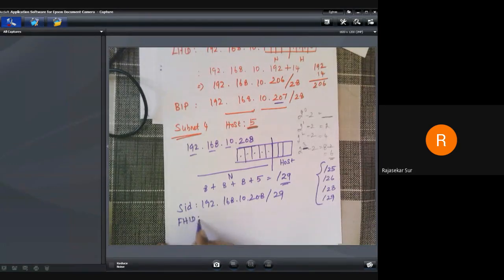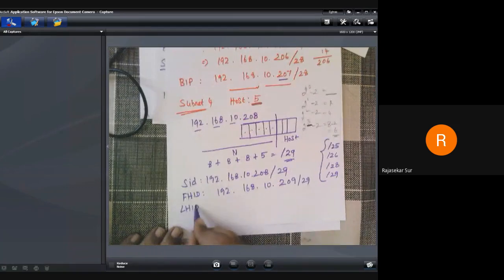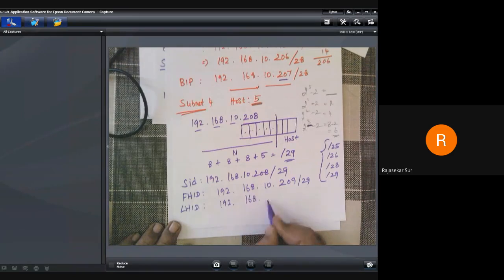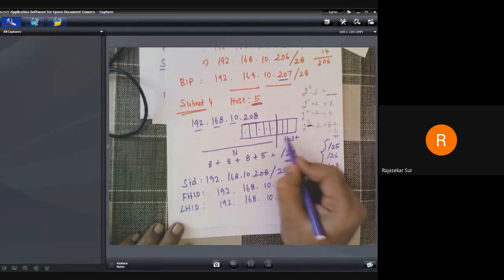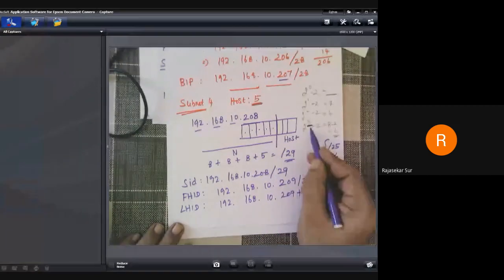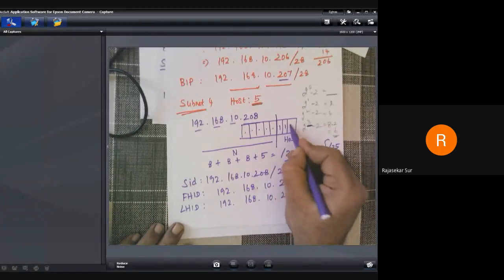Then the first host ID. What is the first host ID? 192.168.10.209. You have to add 1. That's it. /29. Then what is the last host ID? The last host ID means 192.168.10, we have 209 plus you have only 3 bits: 1, 2, 3. So 3 bits means the last host is equal to 110.